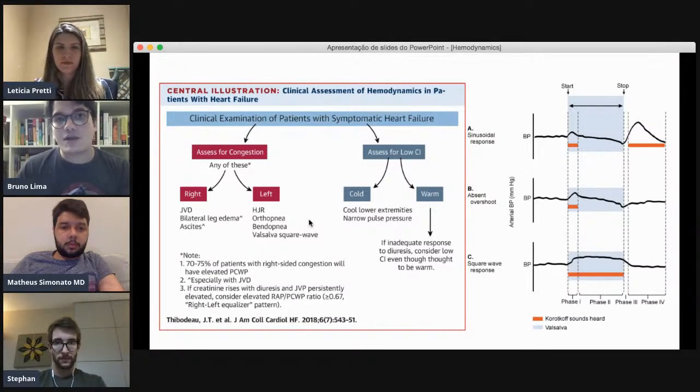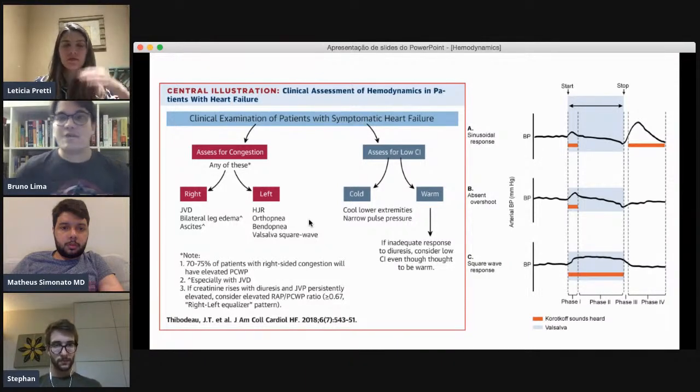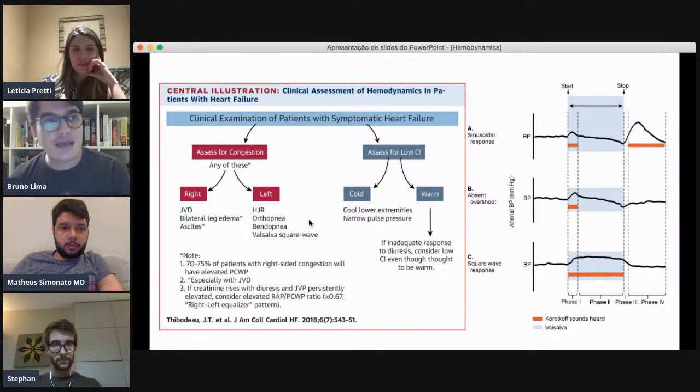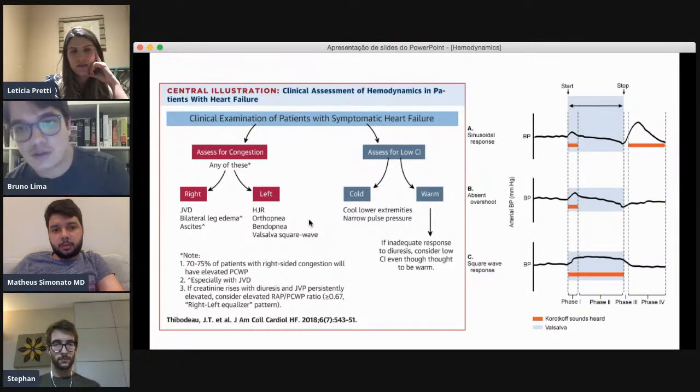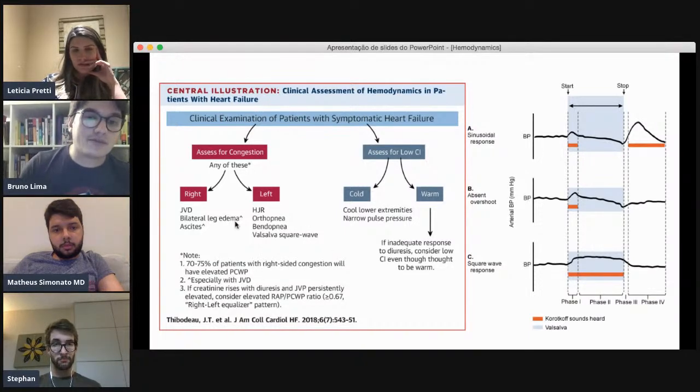Not every patient will have orthopnea. You can ask the patient, whenever he bends to tie his shoes, do you have any shortness of breath whenever you bend to tie your shoes? You're going to be surprised by how many patients you miss saying that they don't have orthopnea, but they have bendopnea, okay? And also you can do the Valsalva square wave.